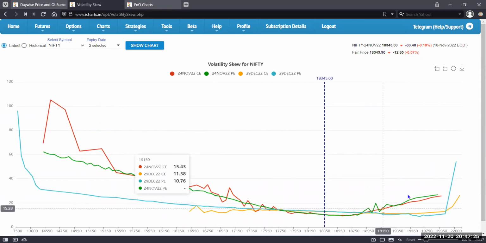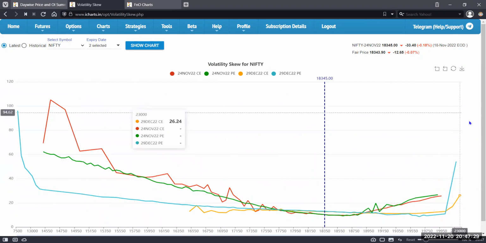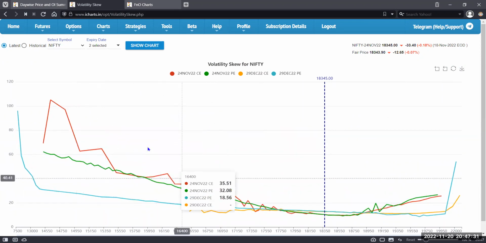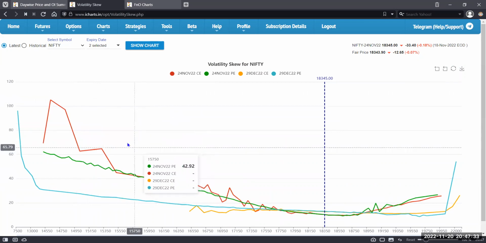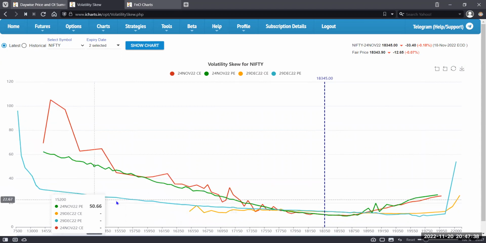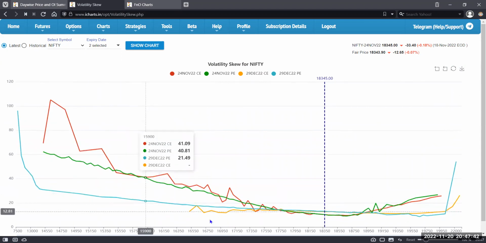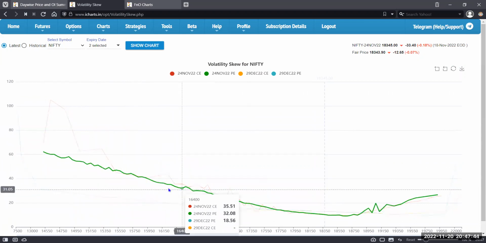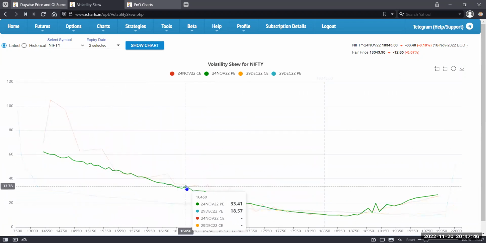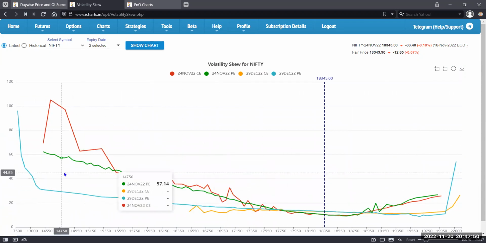Or even if it is too steep like this, where the line starts from here and goes this way, this is called a steep skew. If it's a steep skew, then also you can take positions, just as when it has become flat. Flat means like this, what you're looking at now. But monthly skew is generally flat compared to the near expiry. So positions can be taken based on the steepness.